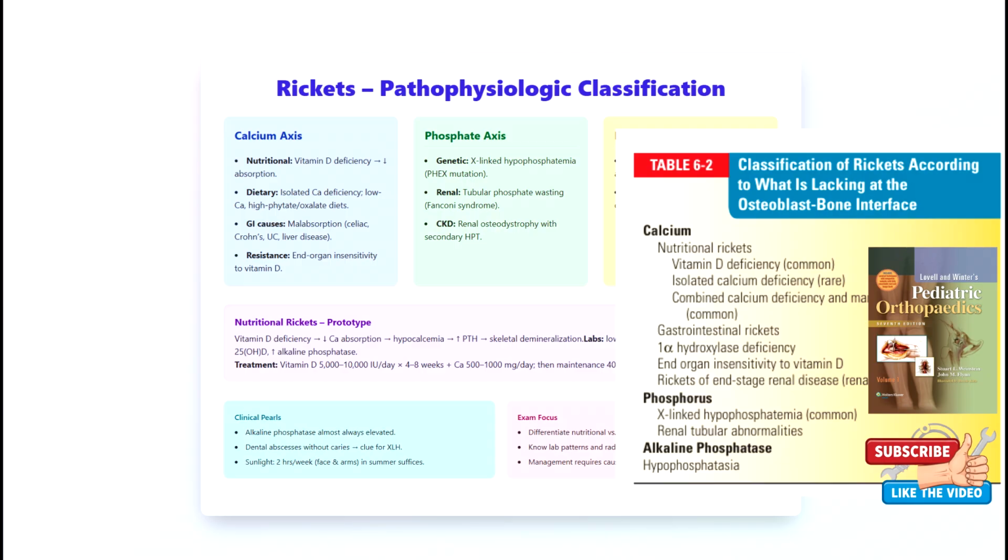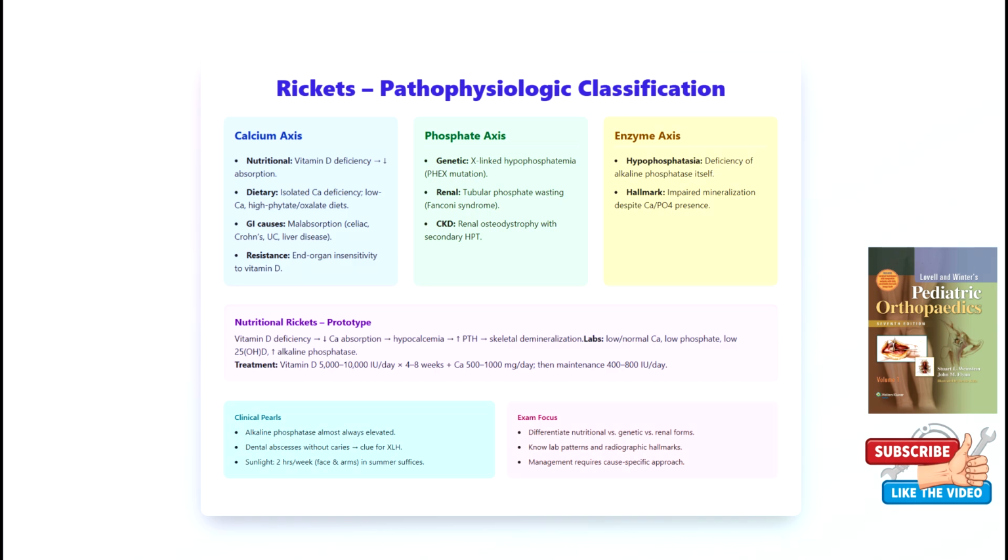In addition, you may encounter the rarer scenario of end organ insensitivity to vitamin D, where calcitriol is present but the receptors cannot respond, leading to a functional deficiency. On the phosphate side, the most important condition is X-linked hypophosphatemia, the most common inherited cause of rickets, but you may also see phosphate wasting in renal tubular abnormalities such as Fanconi syndrome. And finally, in the rarest corner, we have hypophosphatasia, where alkaline phosphatase itself is deficient.